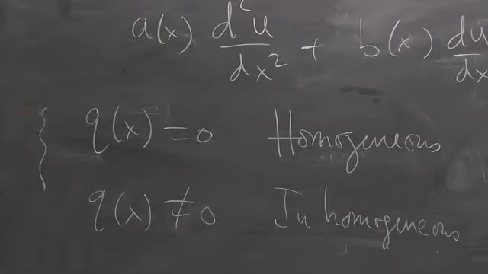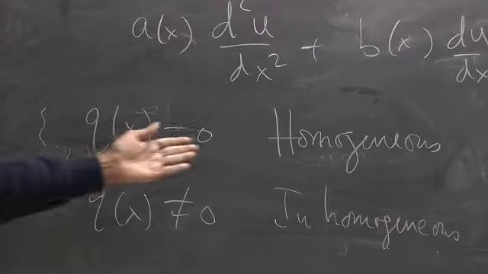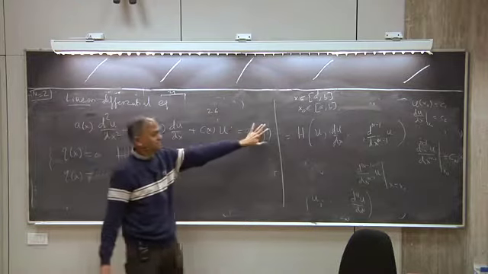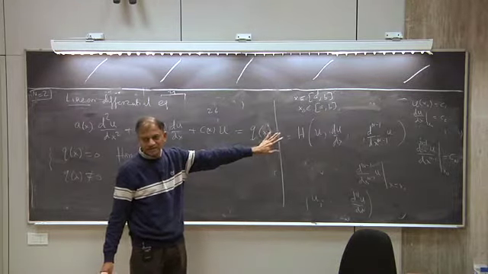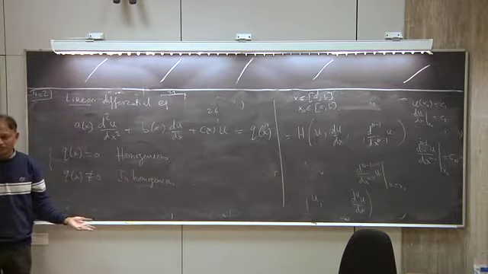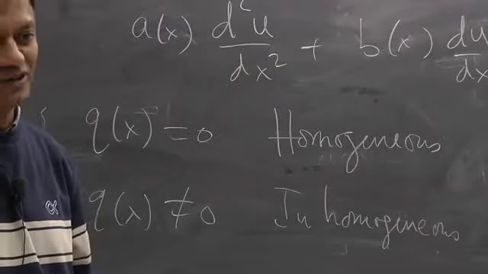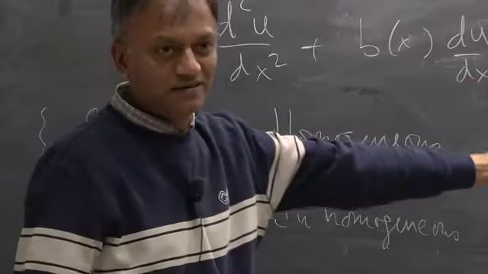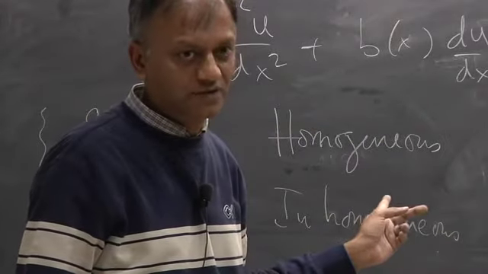Okay. That's just terminology. When somebody says a homogeneous differential equation, it means that's 0, basically. Right? So a homogeneous differential equation has one property, that a trivial solution always exists. u equal to 0. That's always the solution of the homogeneous differential equation.